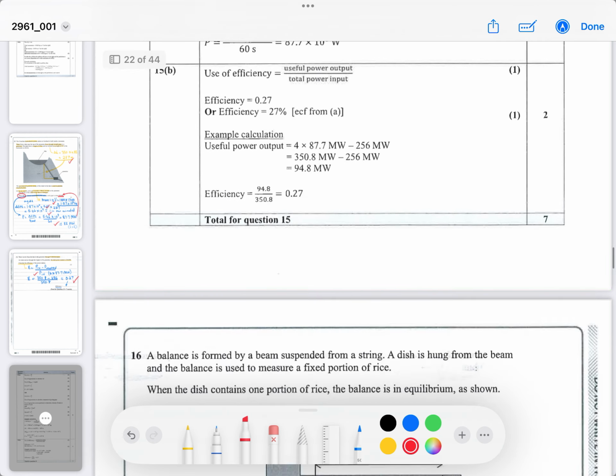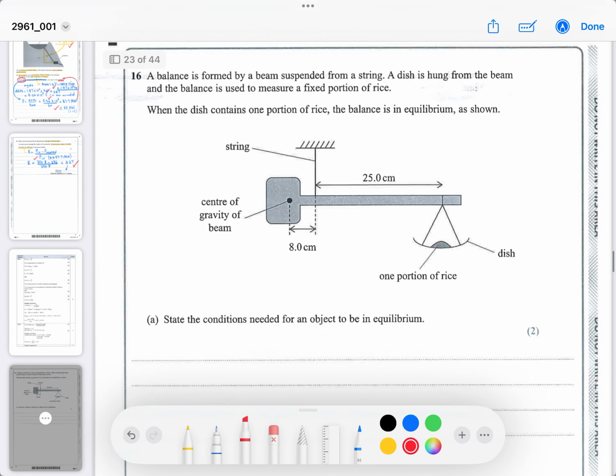Question 16 is about moments. This is a balance which is balanced on this string point. A balance is formed by a beam suspended from a string. A dish is hung. Here's the dish. On one side from the beam, a dish is hung, and the balance is used to measure a fixed portion of rice.